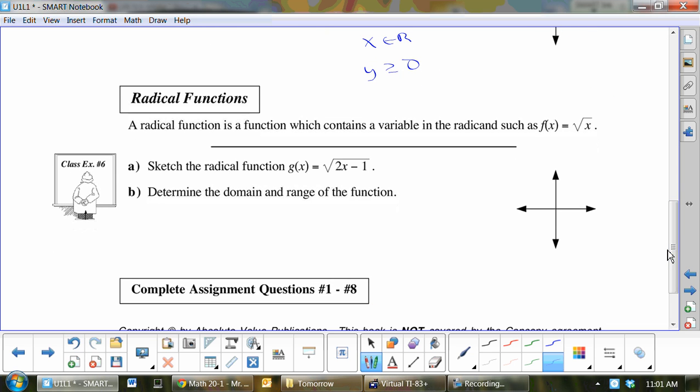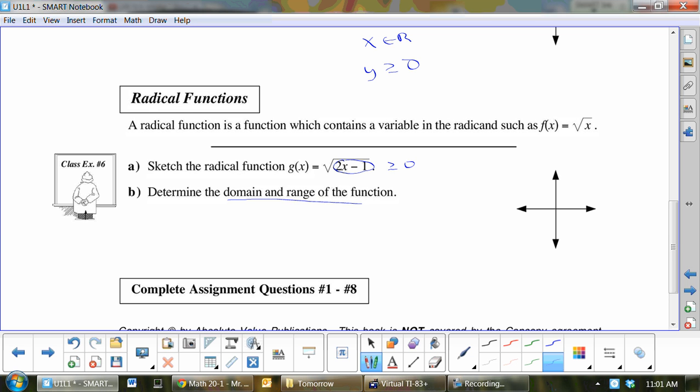Okay, radical functions. Now what do we know about this thing here? What are the rules of that entire thing? What do I know about 2x minus 1? What is it not allowed to be? It can't be negative. It can't be less than 1 over 2, because then it makes that a negative. So this has to be greater or equal to 0.